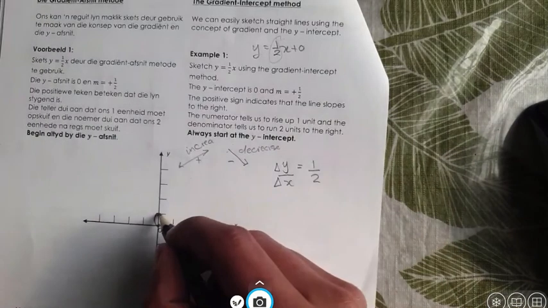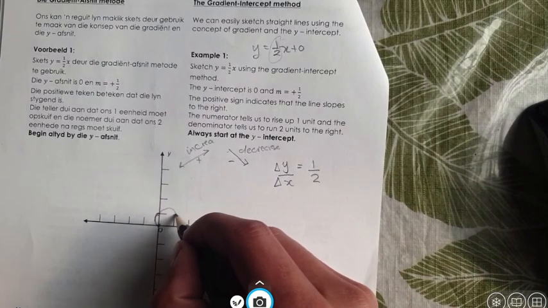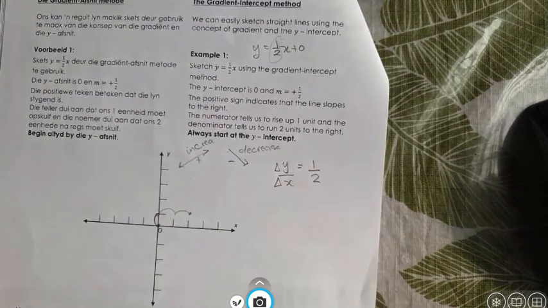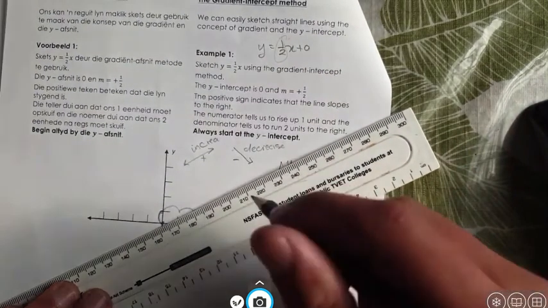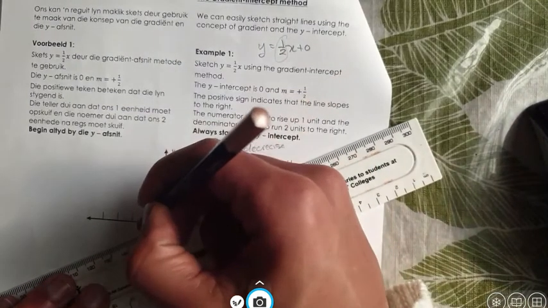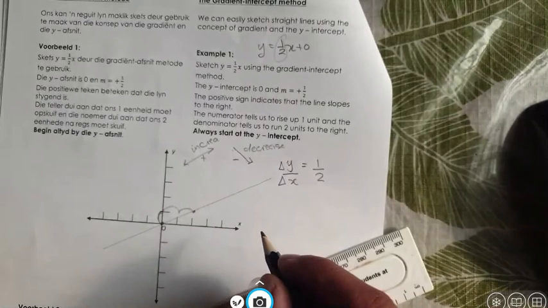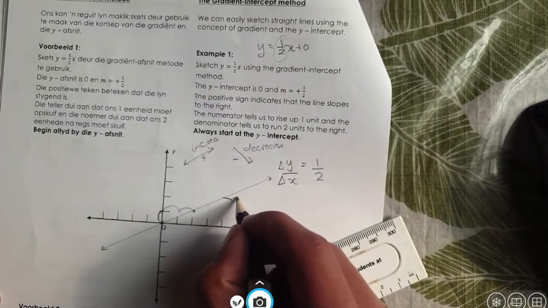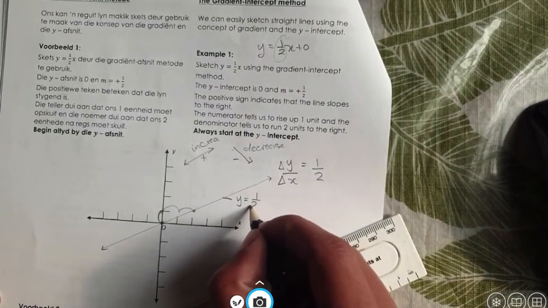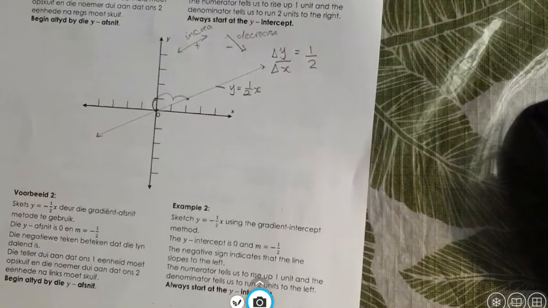So if I go up, how many times do I have to go left or right? Twice. So 1, 2. And that will be my new coordinate. Alright? So all I have to do is draw that line, and I can just connect the dots like that. And there I have the line of y is equal to half of x. So there they give you the sketch.